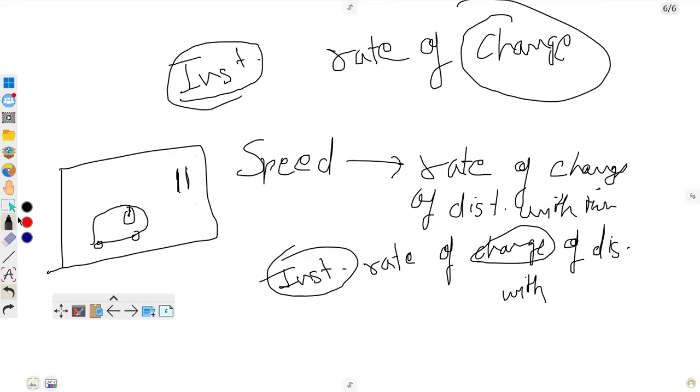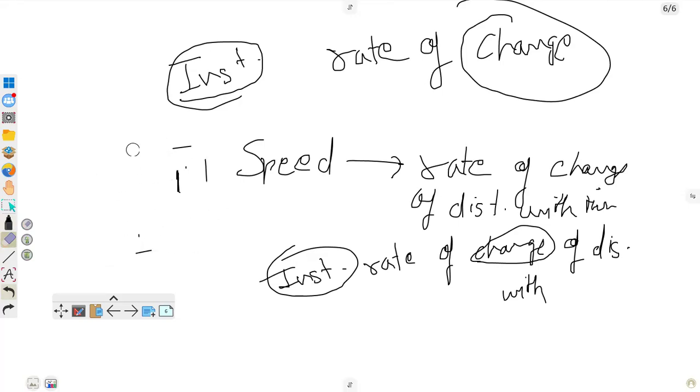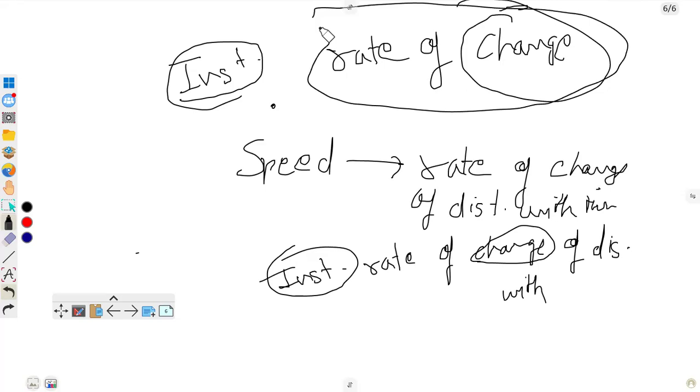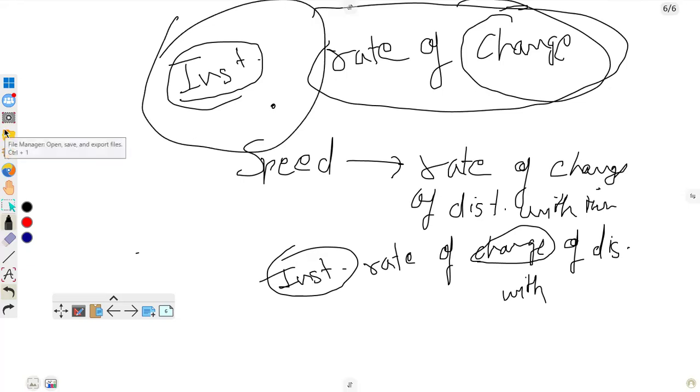Okay. So oxymoron, yes. Instantaneous rate of change seems like an oxymoron. Why? Because it is instantaneous, meaning at this moment, but still we are trying to find the rate of change. How is it going to change at that instant, right? But that's wrong. I gave you an example.